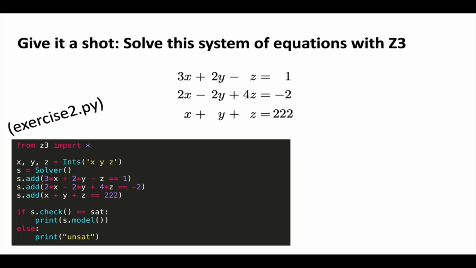Again, Z3 is going to return one specific model that satisfies all of this, not all of them unless we specifically ask it to. In this case, the only solution to this particular system of equations is z equals 123, y equals 173, and x equals negative 74.